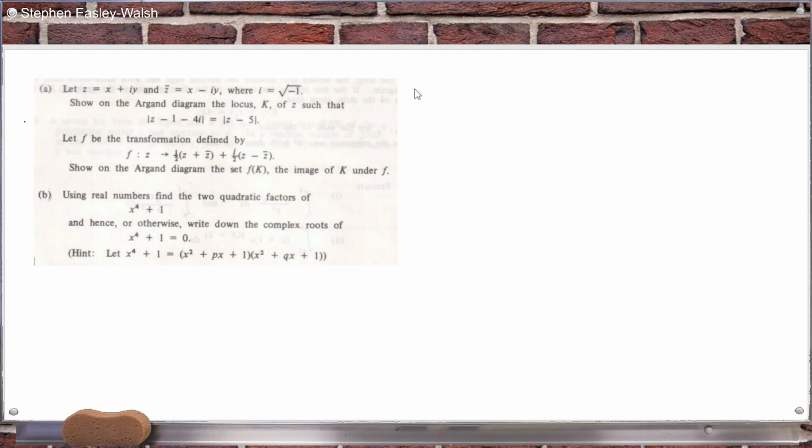We'll say x^4 plus 1, that's got to equal (x squared plus px plus 1) times (x squared plus qx plus 1).